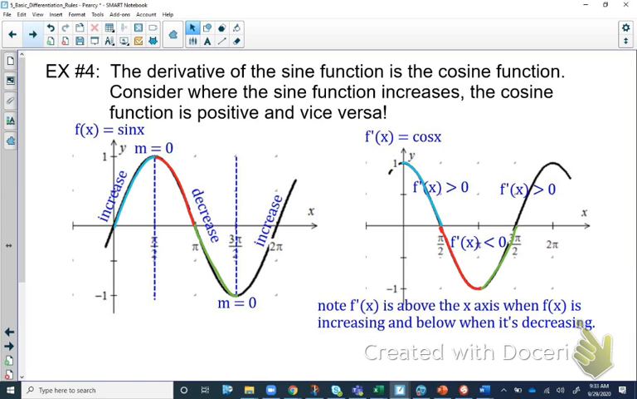So here, even though on the sine function we're below the x-axis from 3 pi over 2 to 2 pi, because you're increasing on that interval, its derivative needs to be above the x-axis. And that's just some strategies that we're going to be looking at for if I give you the graph of a function, can you create the graph of its derivative or vice versa?